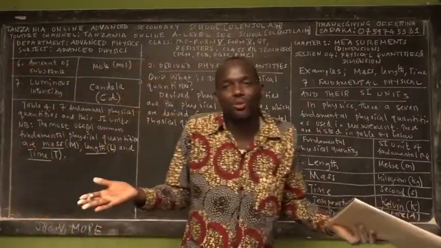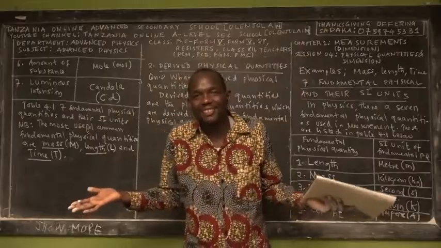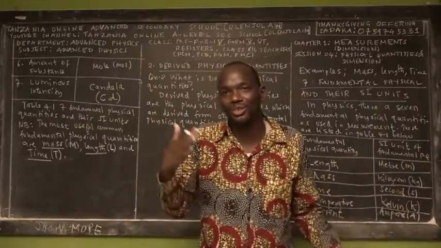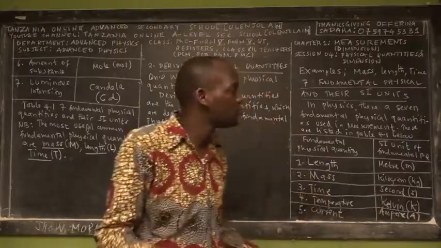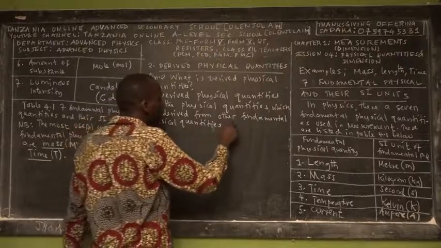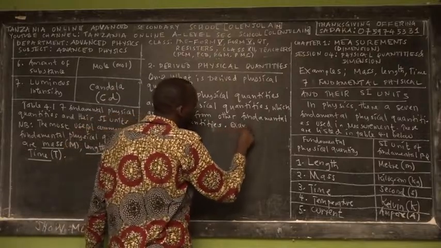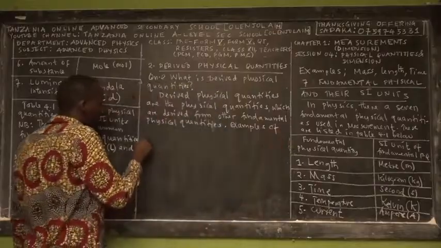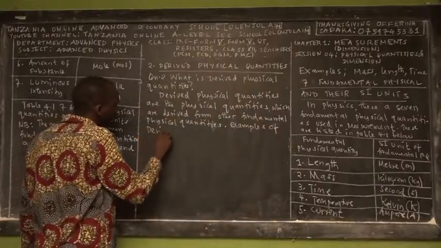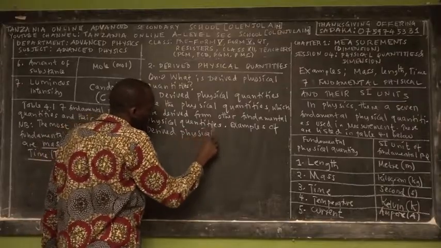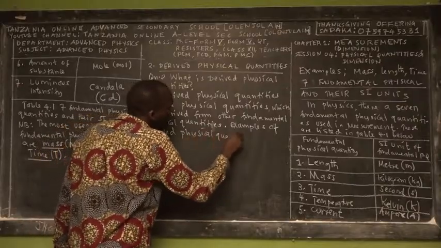So fundamental physical quantities cannot be expressed in other physical quantities, but derived physical quantities are expressed in fundamental physical quantities. You see how they relate? Okay, ladies and gentlemen, let me mention some examples of derived physical quantities in physics. You can pause the video.